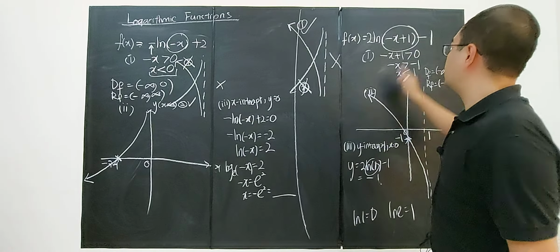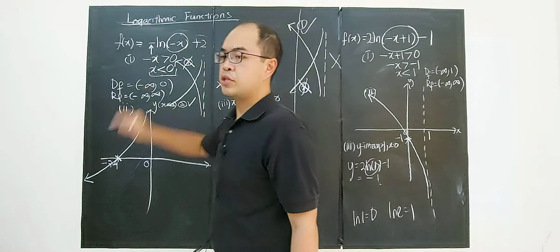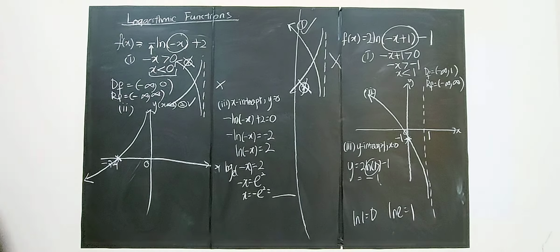But for exponential functions, the constant here will be the horizontal asymptote. You can refer to the video, right? So I think that's all for this video.